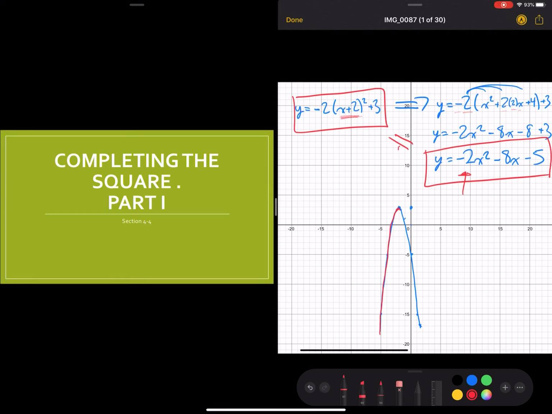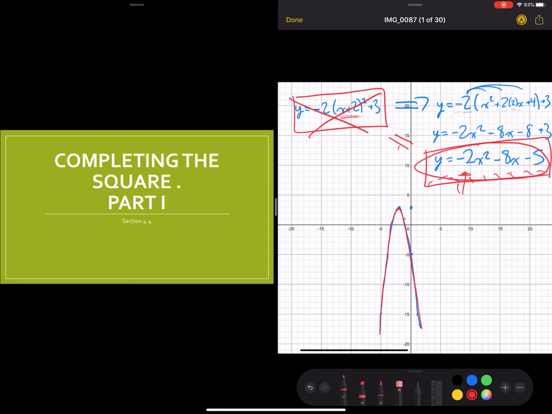But here's the question. Let's pretend I didn't give you this. I only gave you this formula right here. And I said graph this. Would you know how to graph it? The answer is no. At this stage, you don't know.